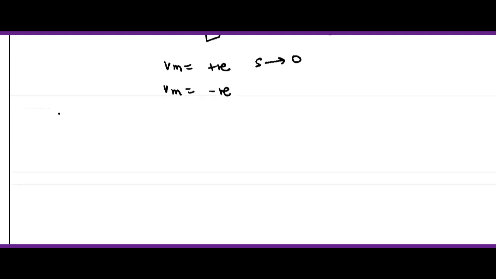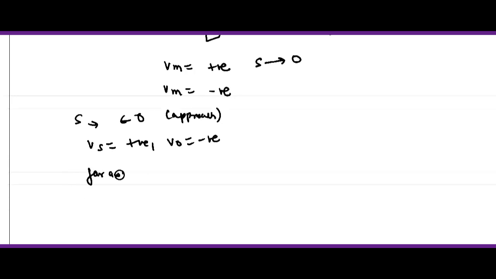Also, when the source and observer are approaching towards each other, then we say that the velocity of the source is what? Positive. And the velocity of the observer is what? Negative. This is the approach condition, and when they are far away, then what happens? Then the velocity of the source is negative and the velocity of the observer is positive.